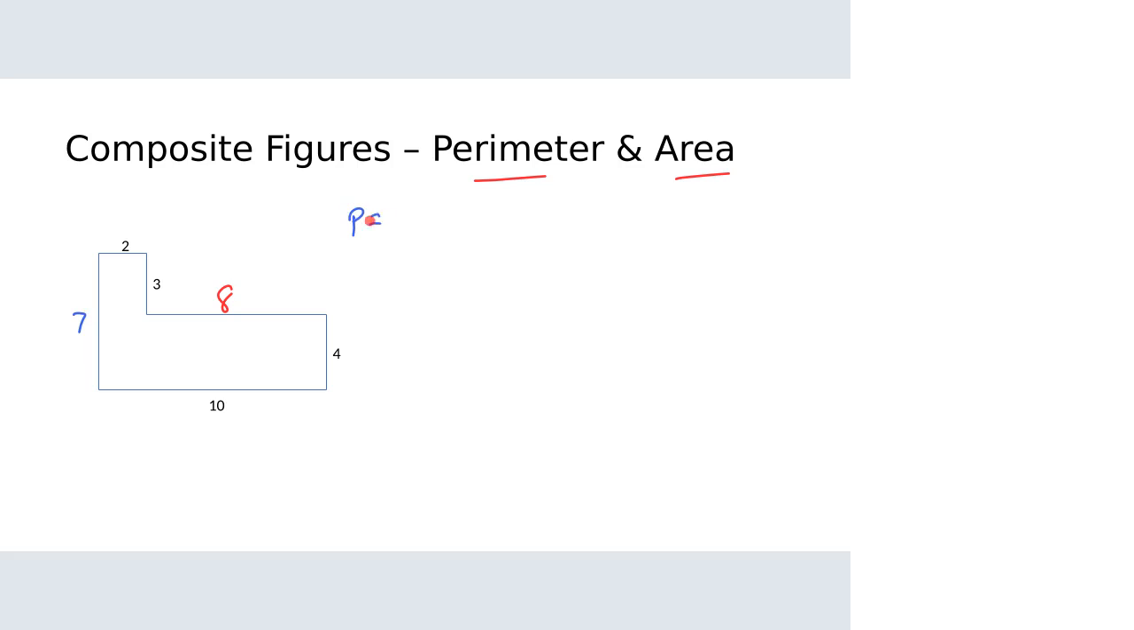Perimeter of this figure, let's see, will be 2 plus 3 plus 8, 4 plus 10 plus 7. So we'll add all those together. 2 plus 3 plus 8 plus 4 plus 10 plus 7 is 34. So the perimeter of this figure is 34. And here, I don't know what the units are. Inches, feet, yards, miles, centimeters, kilometers. I don't know. Just 34.